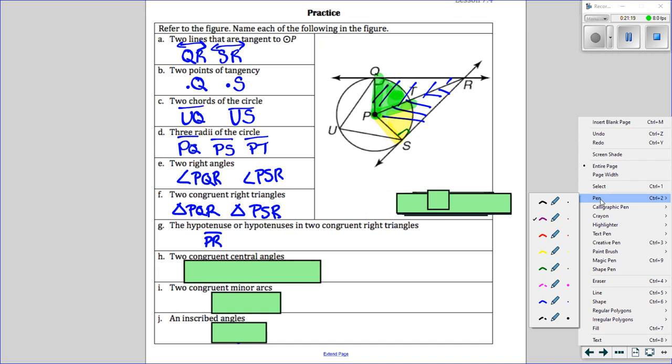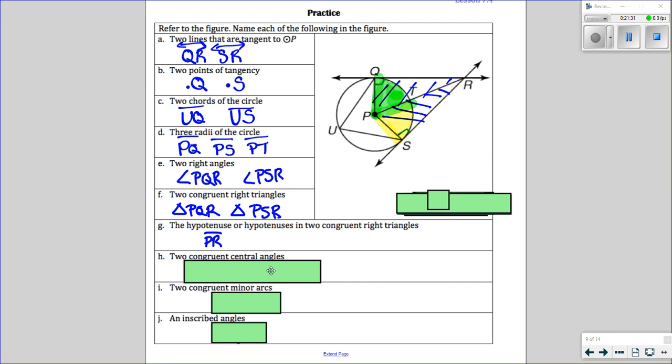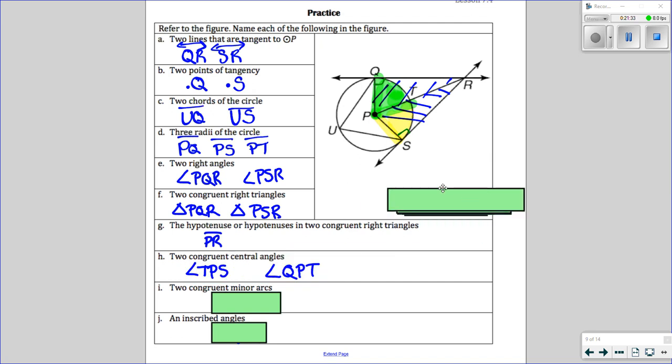Why they're congruent? Because those two right triangles are congruent. The tangent lines are congruent. So therefore, that central angle is going to be congruent. And they're all related. Now they say name two congruent minor arcs. Remember, minor means less than 180 but more than 0. So what are our two congruent minor arcs? Arc QT and arc ST. Remember, if the central angles are congruent to each other, then their arc measures are going to be congruent also.